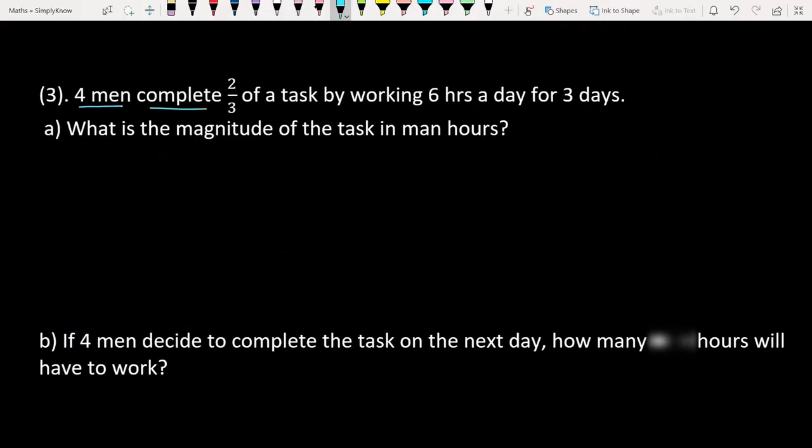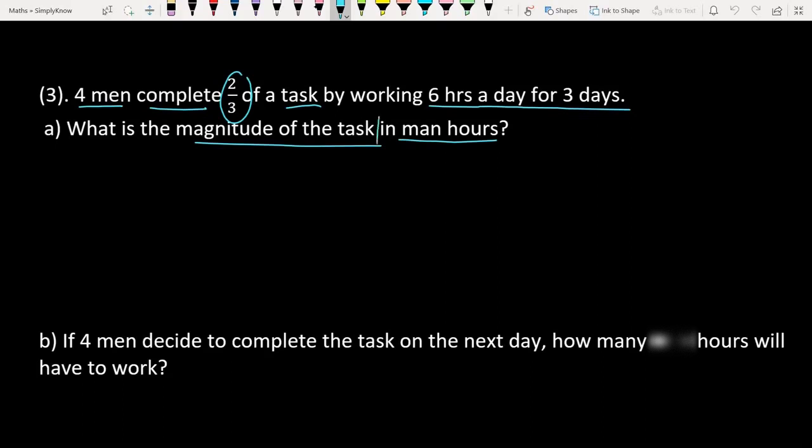Right, let's take the third question. 4 men complete 2/3 of a task by working 6 hours a day for 3 days. Question A. What is the magnitude of the task in man hours? Now we use man hours, not man days. So we have to take our answer in man hours.